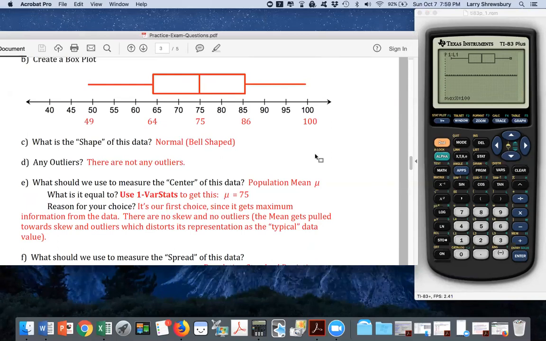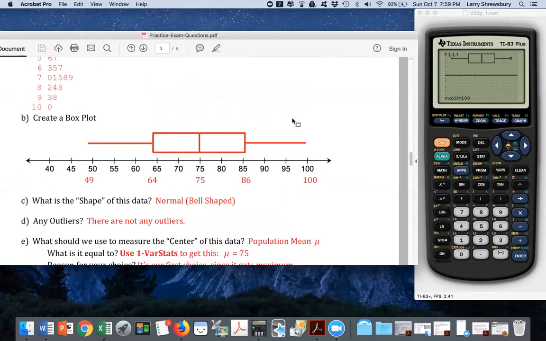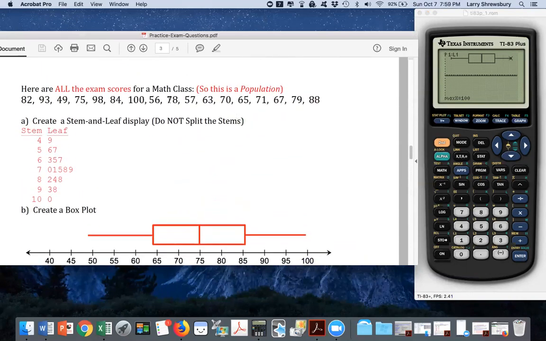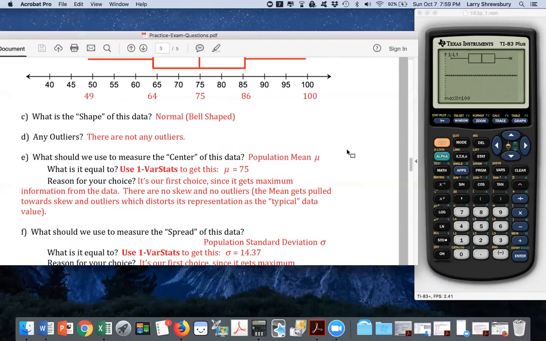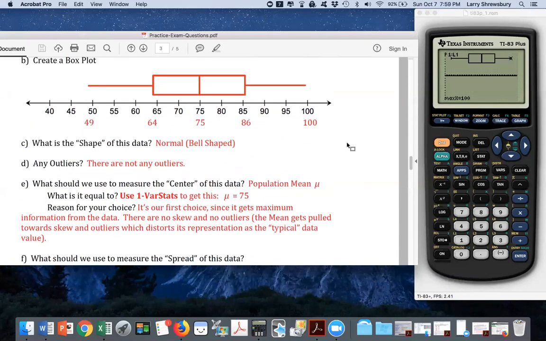So what do you use to measure the center if you have no skew, no outliers? Why, your first choice, the mean. Now notice that this data is from the entire math class, so this is the entire population of interest. So that's why I'm saying the population mean. And of course, now let's run the 1-Var Stats.